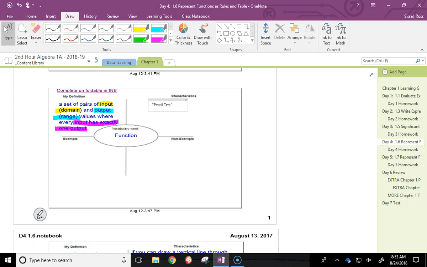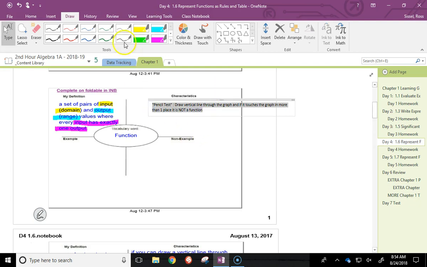And the pencil test states, I'm going to try and simplify it so you're writing the least amount of words. So I'll abbreviate it and then I'll explain it to you. But the pencil test: draw a vertical line through the graph, and if it touches the graph in more than one place, it is not a function.